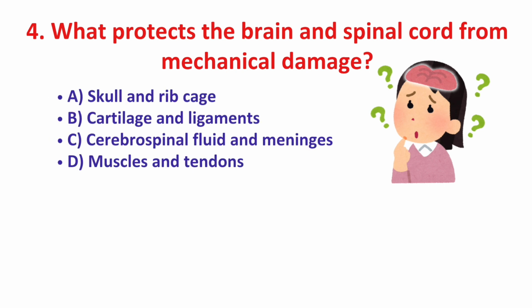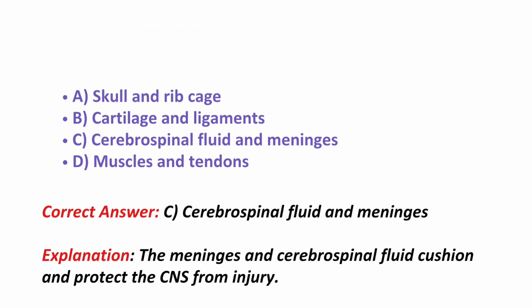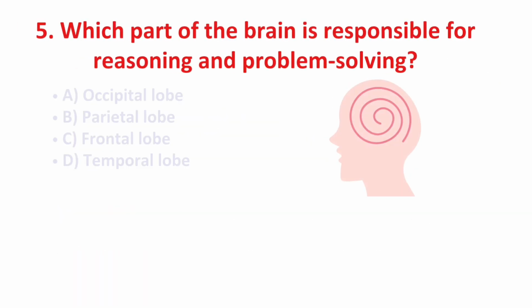Question number 4. What protect the brain and spinal cord from mechanical damage? Options are skull and rib cage, cartilage and ligament, cerebrospinal fluid and meninges, muscle and tendon. And the correct answer is option C, cerebrospinal fluid and meninges. The meninges and cerebrospinal fluid cushion and protect the CNS from injury. So the correct answer is option C.